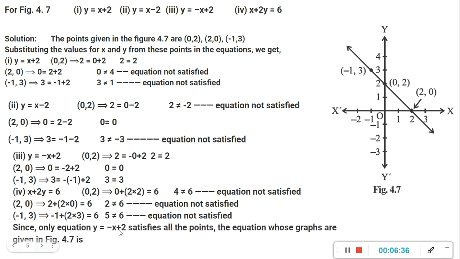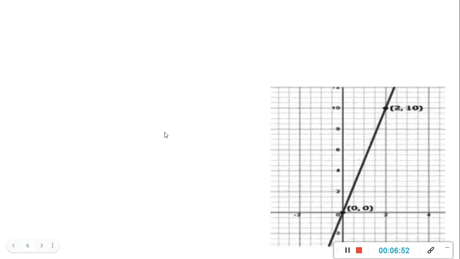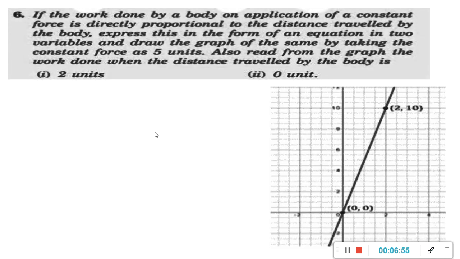So we can say that only equation 3, that is y = -x + 2, satisfies all the points. So the equation whose graph is given in figure 4.7 is which equation? y = -x + 2. Right? Now let's see question number 6.